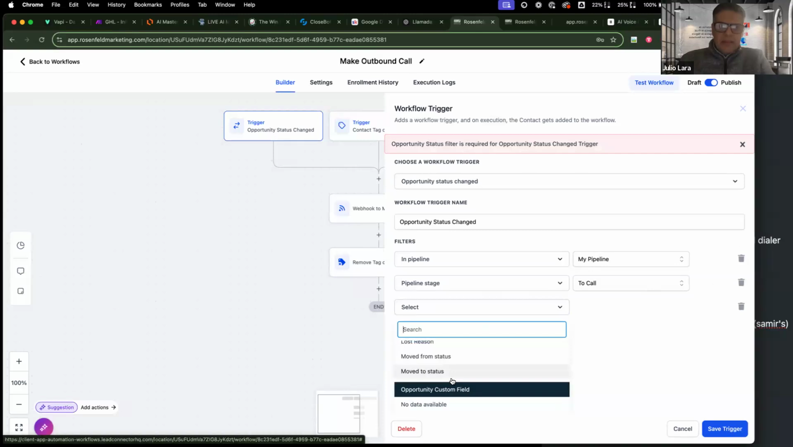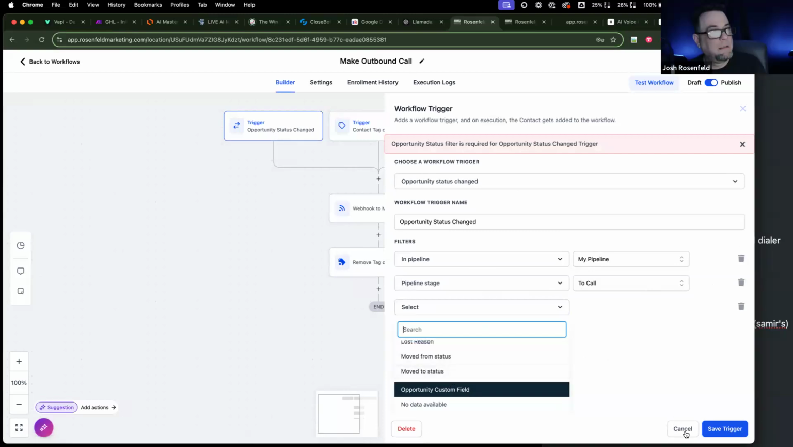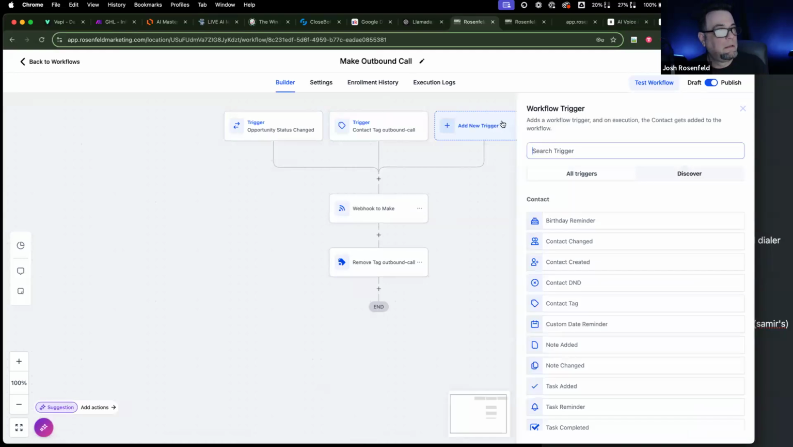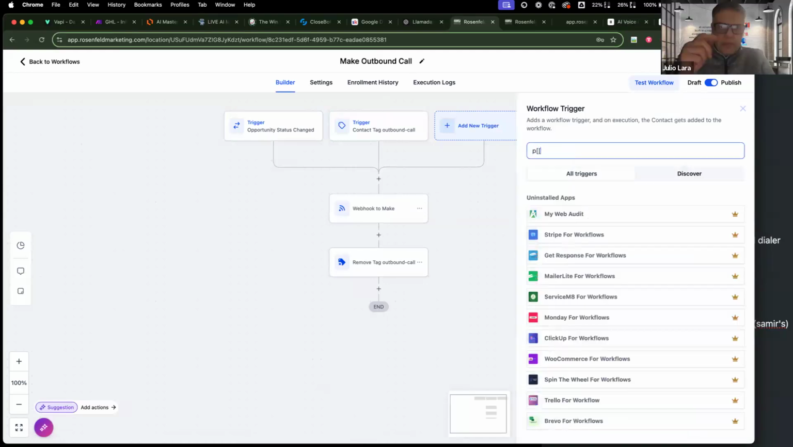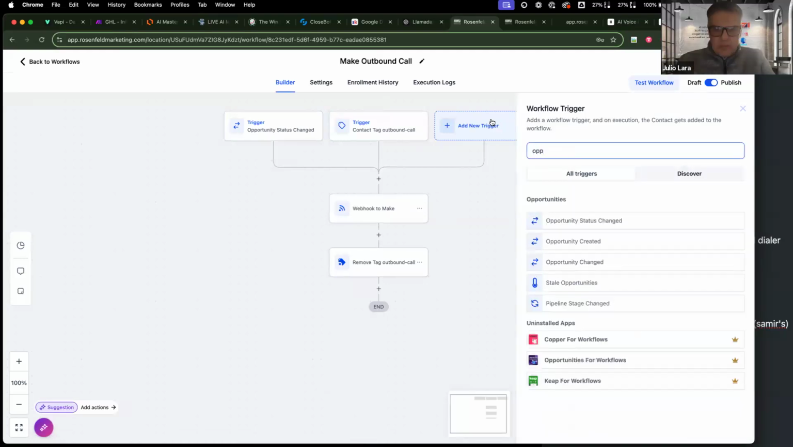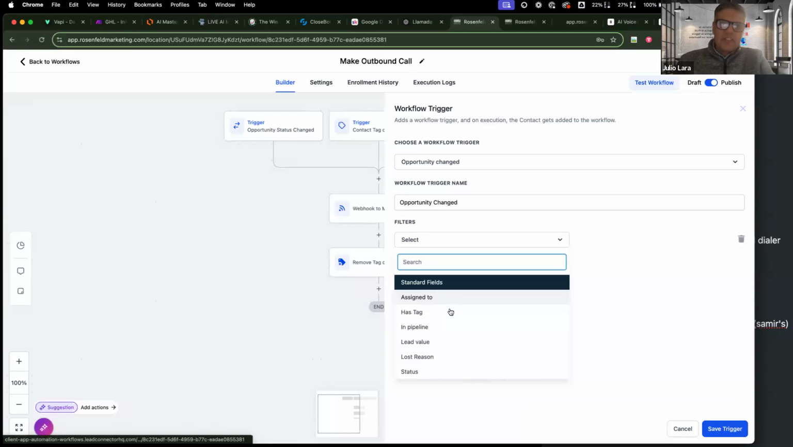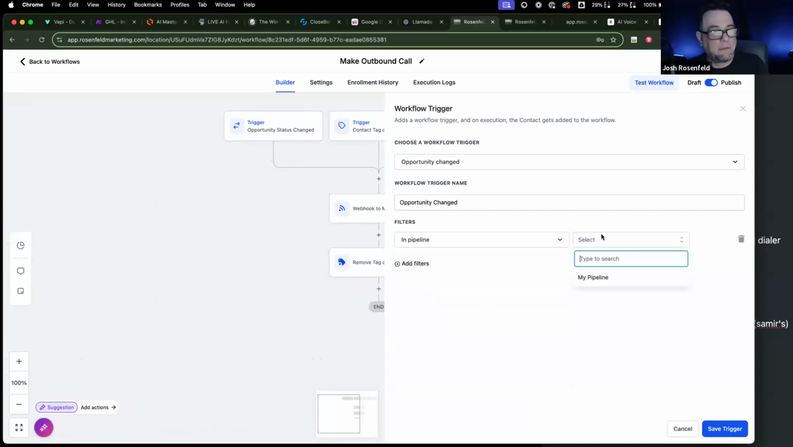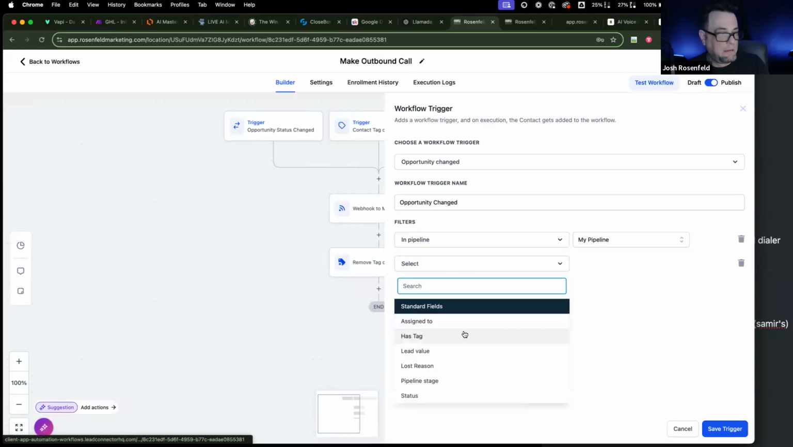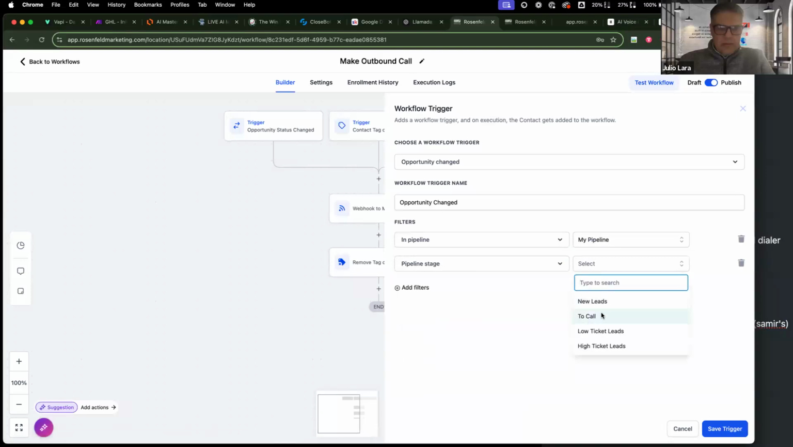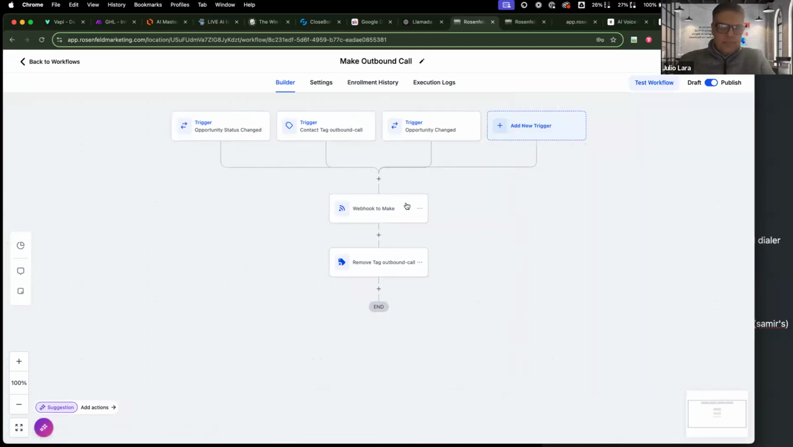I think you got the wrong trigger. Try the other one. Is it opportunity moved or something? It's Opportunity Changed. Oh, my bad. Thank you, that's the one. It was not the status. Yeah, nice, there we go. So this will be fixed with the pipeline stage. Yeah, awesome. Thank you, that's it.